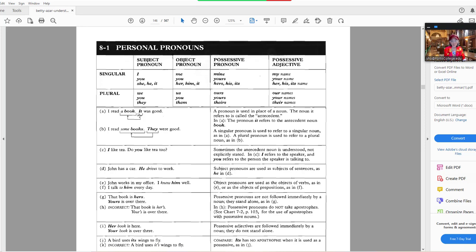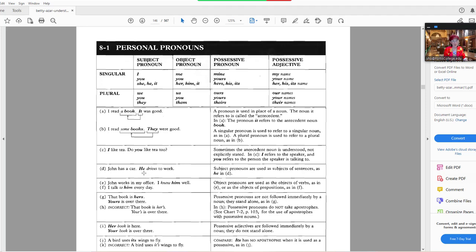Here it's a singular book, so therefore you have a singular pronoun, and then you have plural books, you have a plural pronoun. And so here a pronoun is used in place of a noun. The noun it refers to is called the antecedent. The pronoun it refers to the antecedent noun, book. So book is the antecedent to it. Books and they. I like tea. Do you like tea too? John has a car. He drives to work. So in this case, John is the antecedent, and it agrees in gender, he.